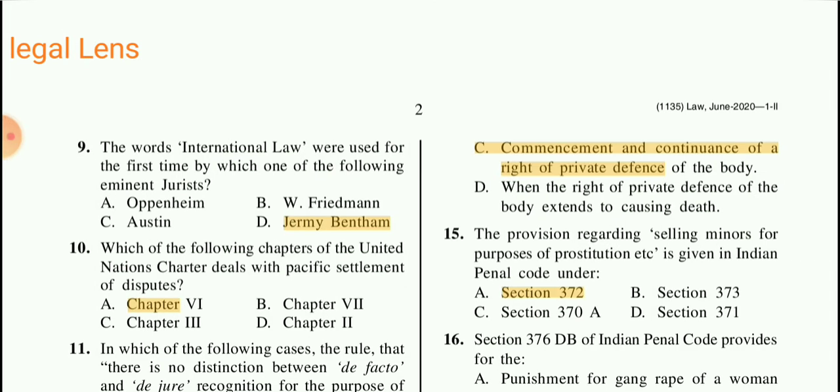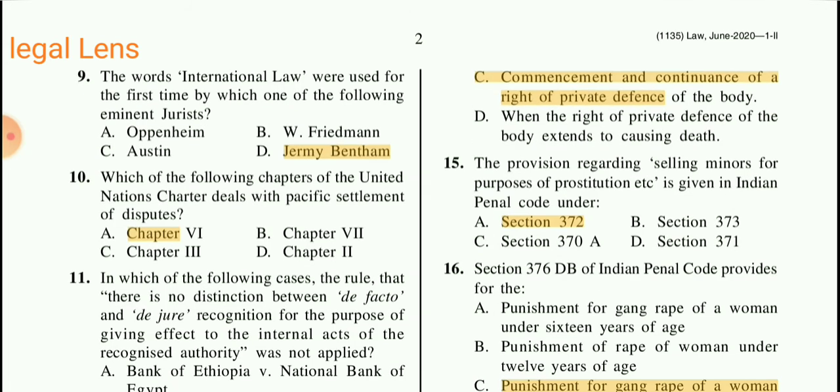Then the word international law was used for the first time by which one of the following eminent jurists? So this was Jeremy Bentham. Then question number 10: which of the following chapters of the United Nations Charter deals with the pacific settlement of disputes? So this is Chapter 6.